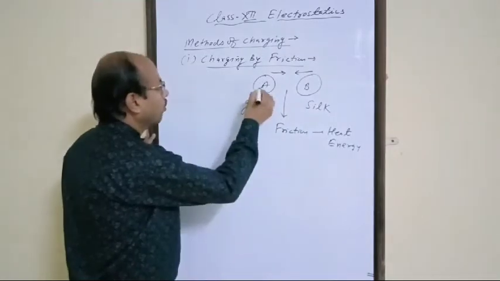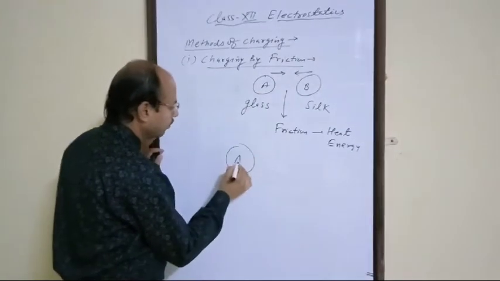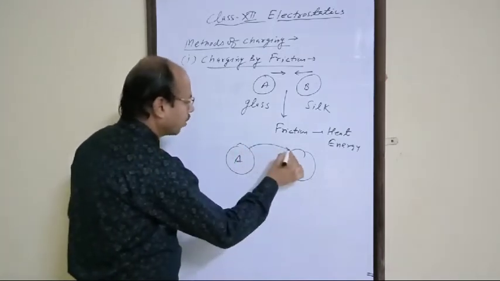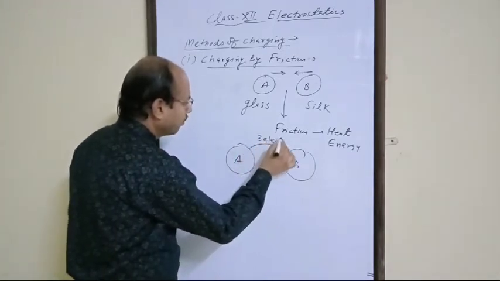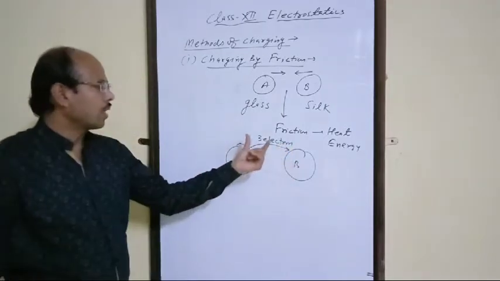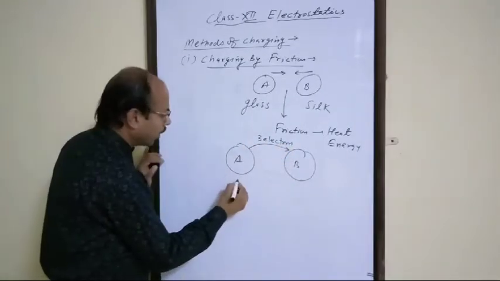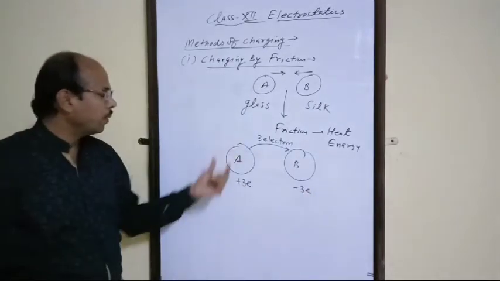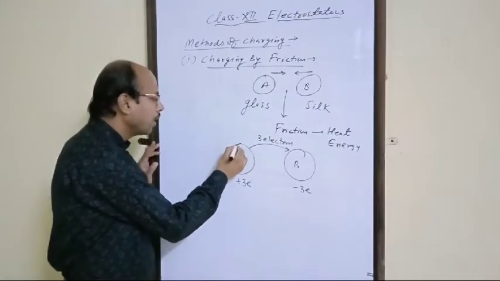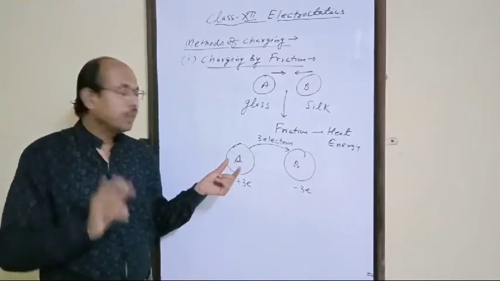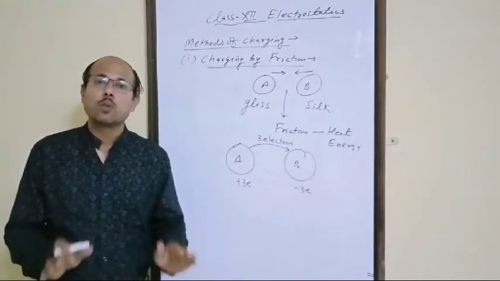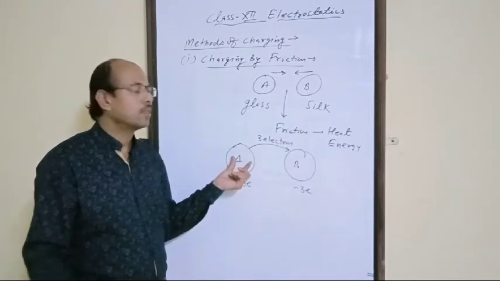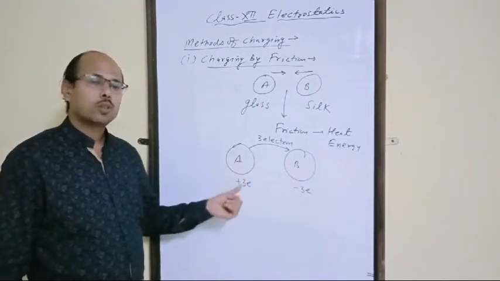Let us suppose from glass, this is glass, here it is silk. Let us suppose there is transfer of 3 electrons. There is transfer of 3 electrons, then it acquire +3 and it acquire -3. Why +3? Because initially it is neutral, and neutral does not mean that there are no charges. अगर कोई बॉडी न्यूट्रल है, इसका मतलब ये नहीं है कि उसमें चार्जेस नहीं है. Yes, there are charges, but they are equal and opposite.